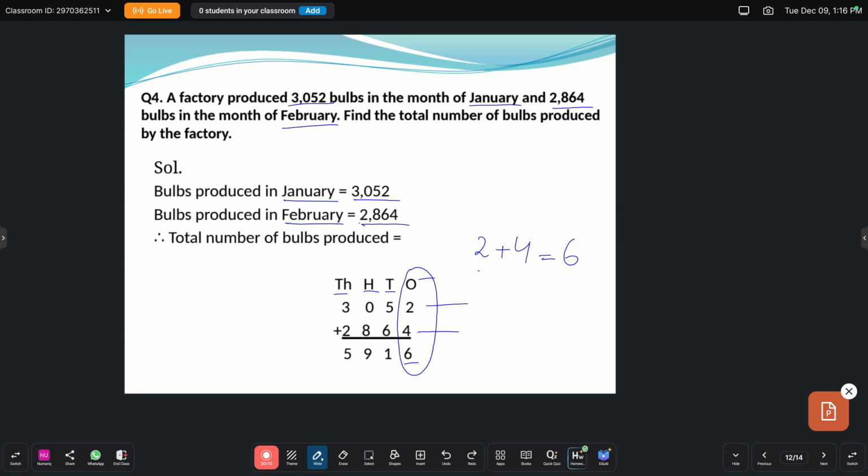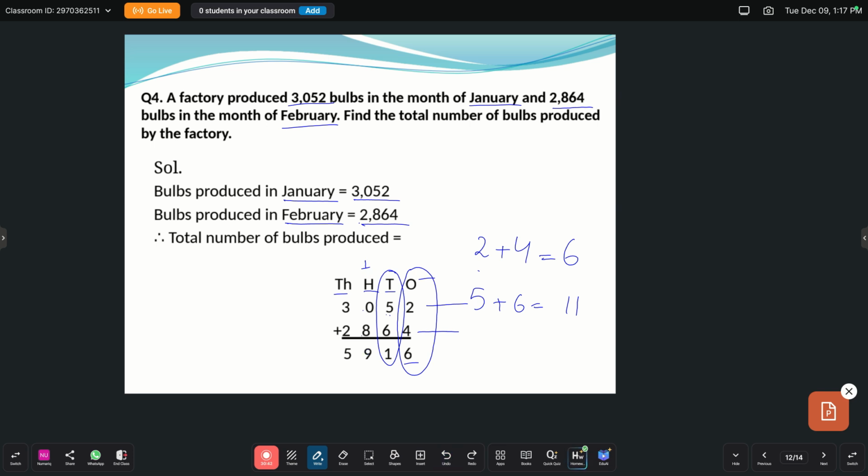Then move to the tens column. We have 5 as the first addend and 6 as the second addend. So 5 plus 6 is 11. So we will write only 1. We will give the other 1 to the hundreds column as carry over. Now add this 0 and 8. 0 plus 8 is 8. And plus this 1, it becomes 9.